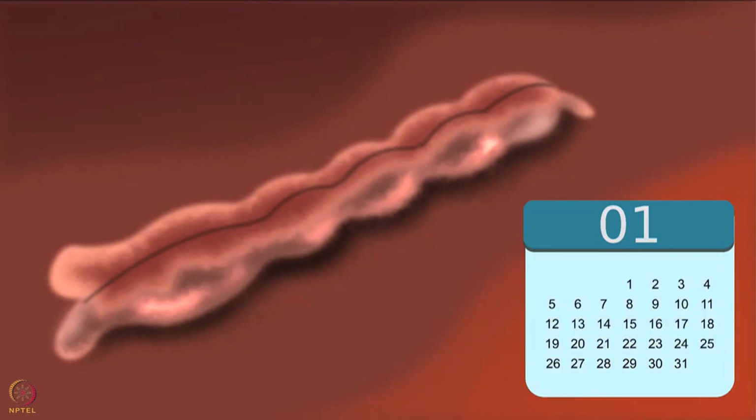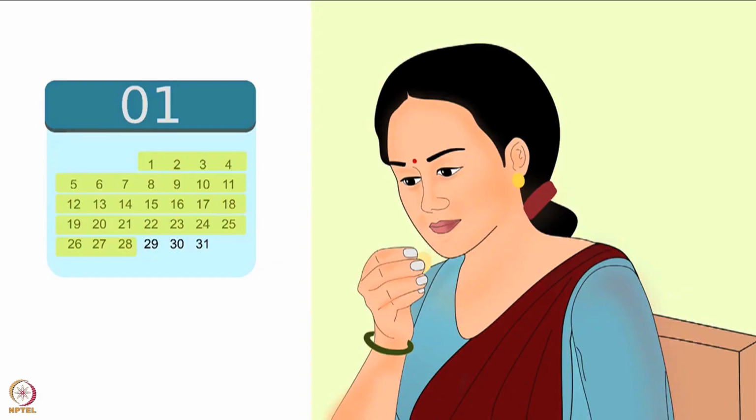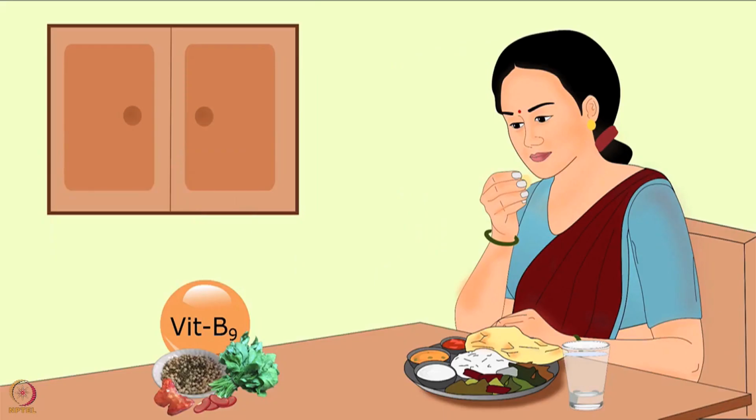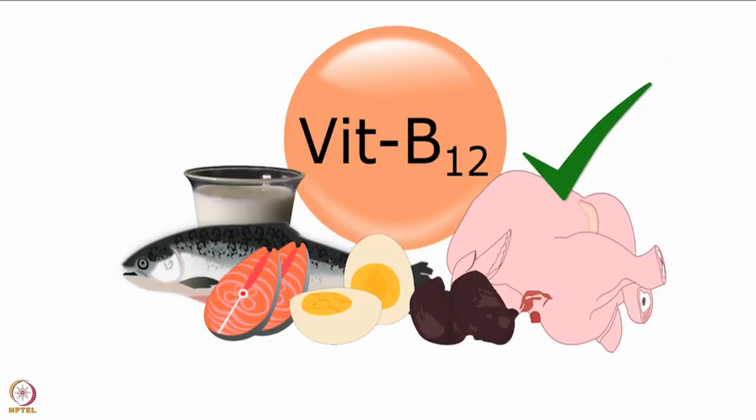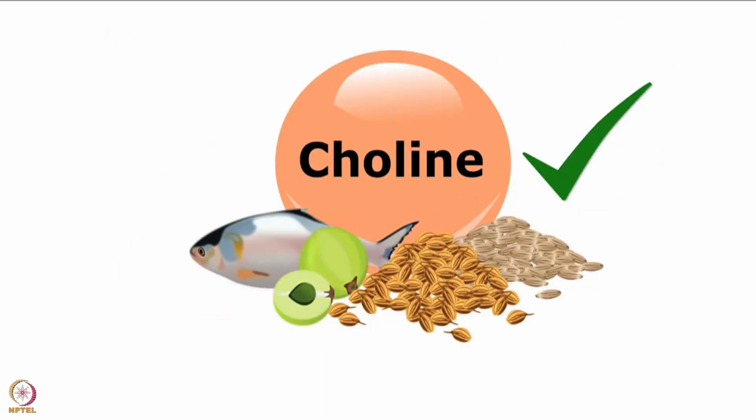Closure of the neural tube takes place within 28 days of conception. Until this time, the woman might not even know that she is pregnant. By the time she knows, it might be too late to prevent these defects. All women, especially of reproductive age, should take adequate folate-rich food. Along with folate, other nutrients are important to prevent neural tube defects. For example, vitamin B12 and choline.